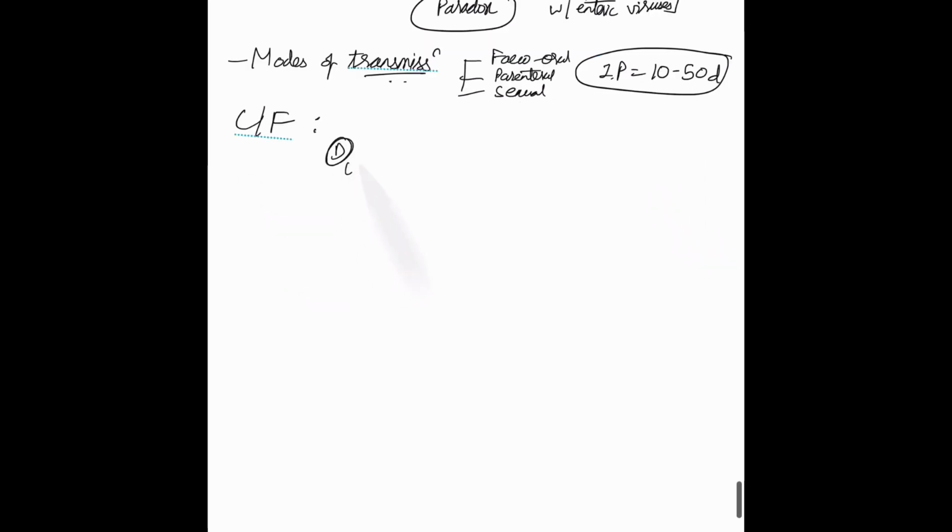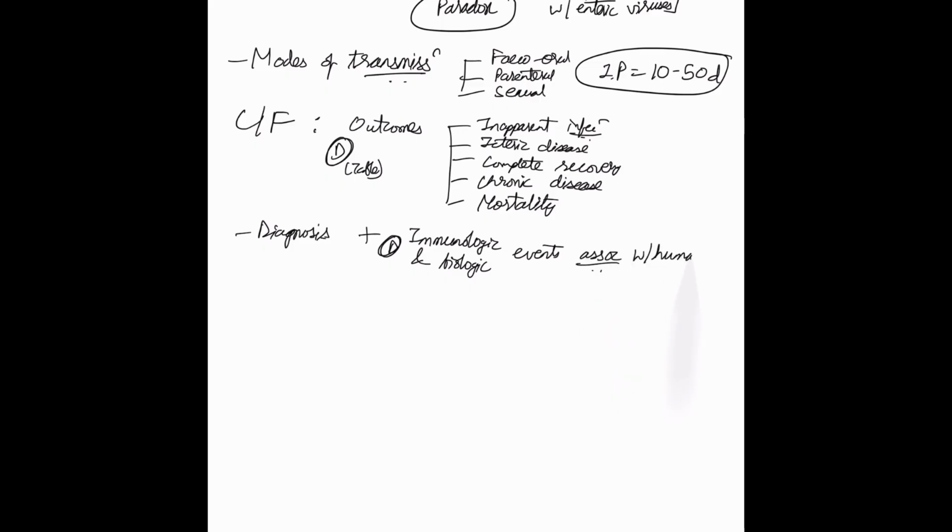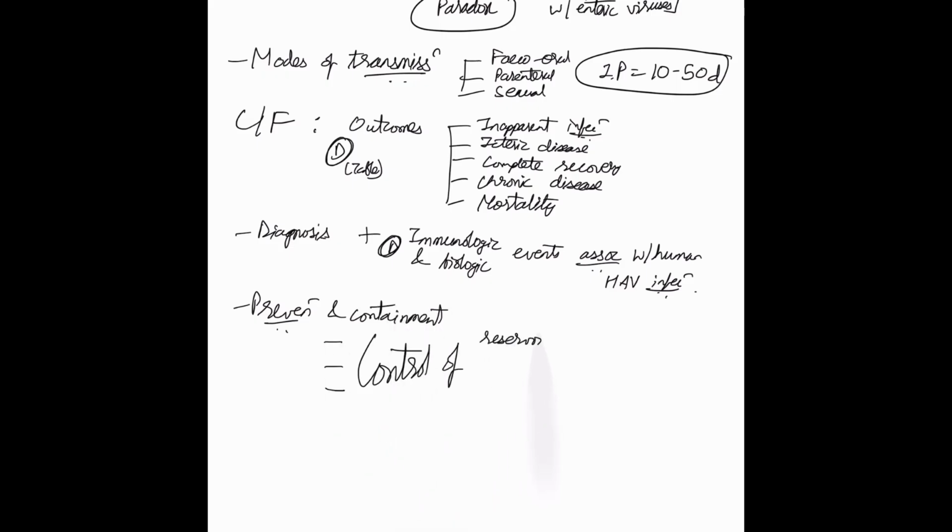So then we continue to the modes of transmission, that are feco-oral, parenteral, and sexual for hepatitis A. Incubation period is 10 to 50 days. Clinical features, you see there's an important diagram, and then you also see the outcomes of the disease, which can be inapparent infection, icteric disease, complete recovery, chronic disease, and mortality. You also know the diagnosis, and another important diagram showing the immunologic and biologic events associated with human hepatitis A infection.